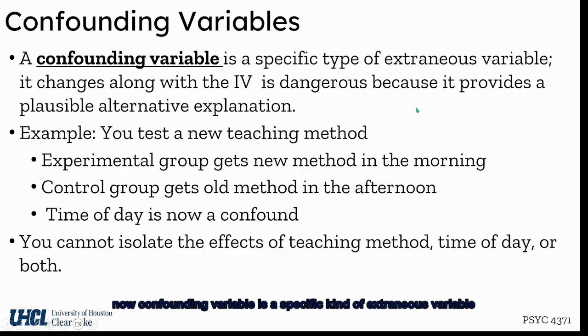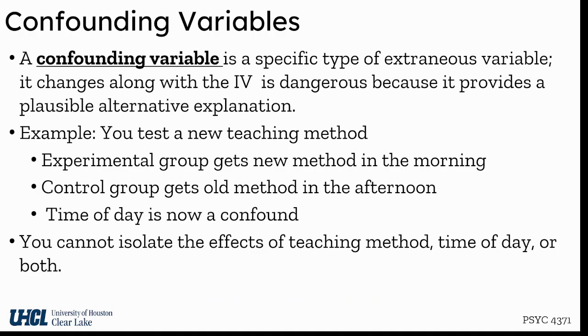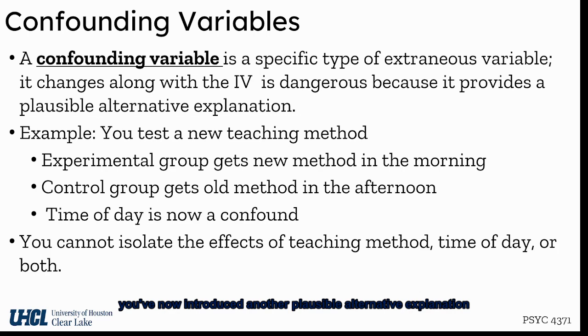Now, a confounding variable is a specific kind of extraneous variable. And if that variable changes along with your independent variable, you've got a dangerous situation. You've now introduced another plausible alternative explanation.